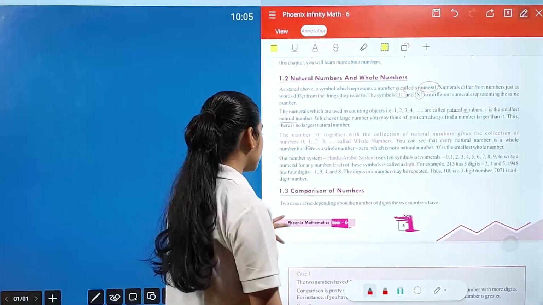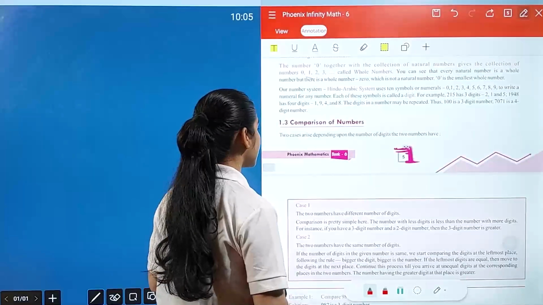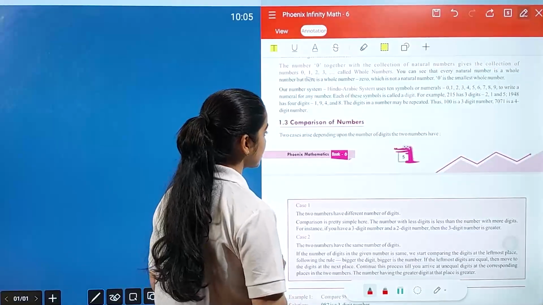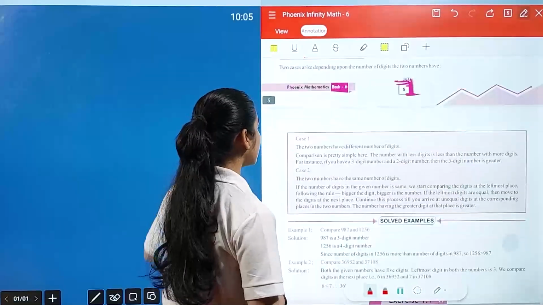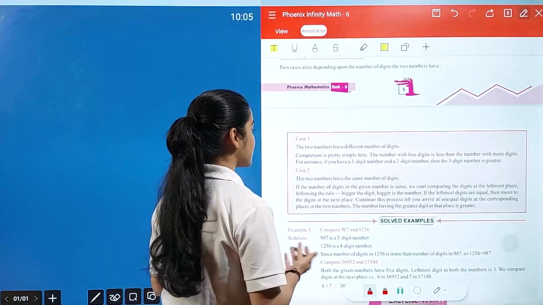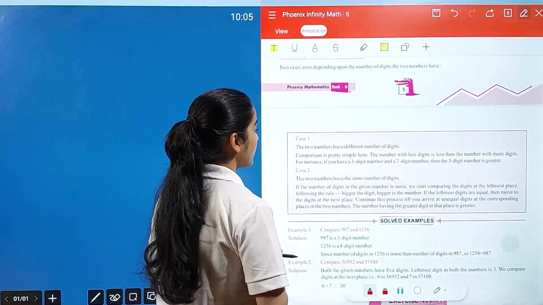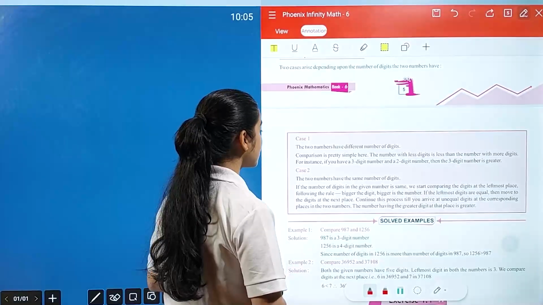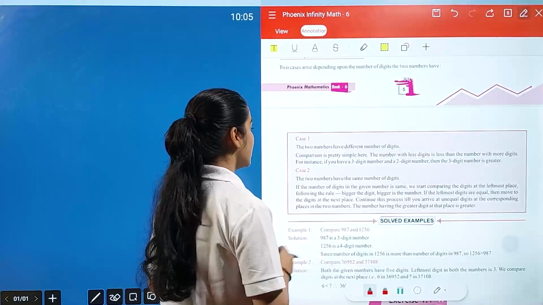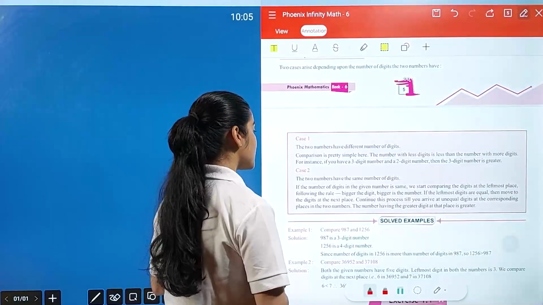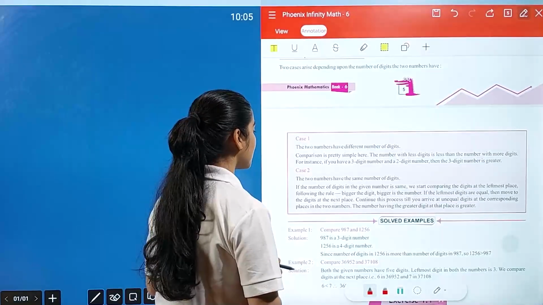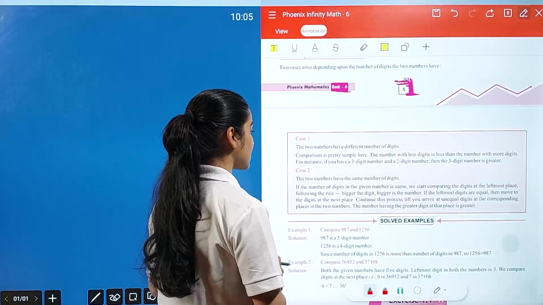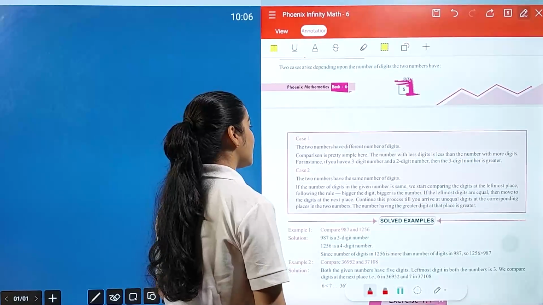Okay, so now comparison of numbers. Two cases arise depending upon the number of digits the two numbers have. When the two numbers have a different number of digits, comparison is pretty simple. The number with fewer digits is less than the number with more digits. For instance, if you have a 3-digit number and a 2-digit number, then the 3-digit number is greater. When the two numbers have the same number of digits, we start comparing the digits at the leftmost place.